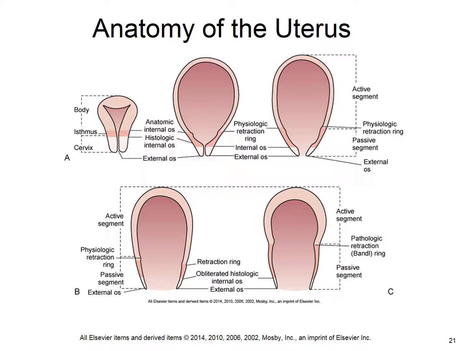There's a physiologic retraction ring that separates the two segments, and at times this ring can have a band that constricts it, which may slow down progress. This is not common, and usually if a baby can't pass through the birth canal, it's because of the bones of the pelvis. But just remember that there are other reasons.